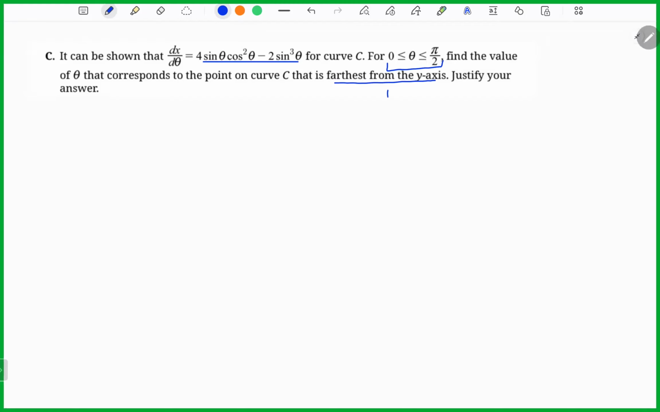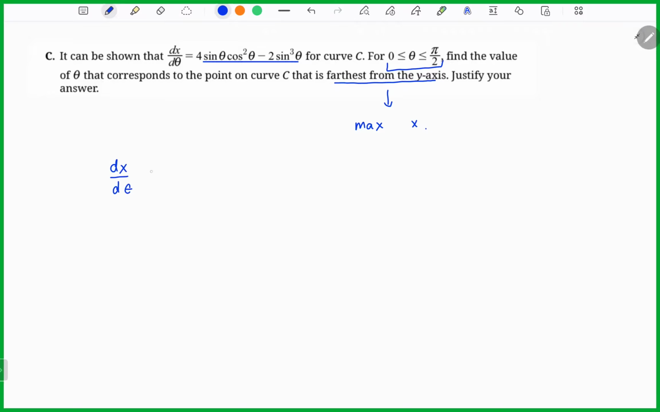This is a problem that becomes easy to overcomplicate. Notice that this is a maximization problem, farthest from the y-axis, but it's actually a simple one. The point which is farthest from the y-axis has max x value, which means if I want to know the maximum of x, I'm looking specifically for the maximum of x as a function of theta, because x is plotted as a function of theta. I want the critical points. In other words, I want to know when dx by d theta is 0 or undefined.